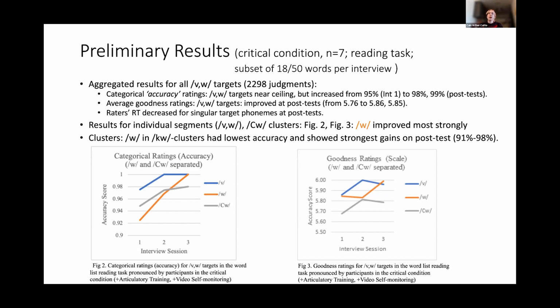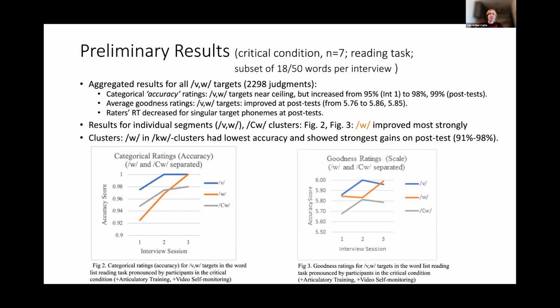Additionally, the average goodness ratings for these VW targets also saw some slight improvement at post-test. And additionally, the raters' reaction time decreased for these singular target phonemes at post-test, meaning for our native English speakers, rating got easier and quicker when these words were from the post-test, which shows slight improvement.